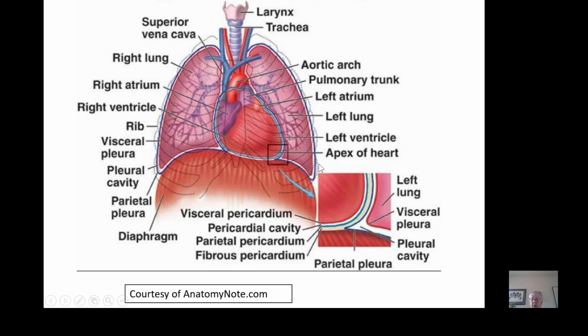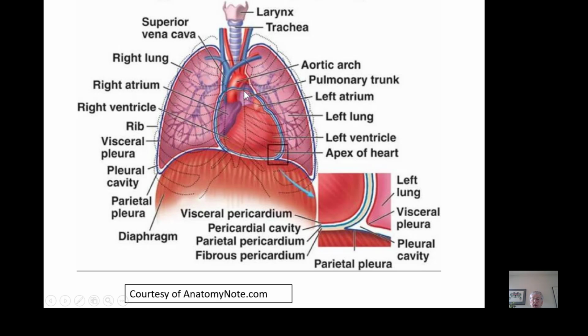The lungs are separated from the chest wall by a pleural space, which is defined as that area in between the visceral pleura on the surface of the lungs and the parietal pleura, which is on the surface of the chest wall. You can see in this anatomy that the aortic arch is right about the same area as the bifurcation of the trachea into right and left mainstem bronchi.